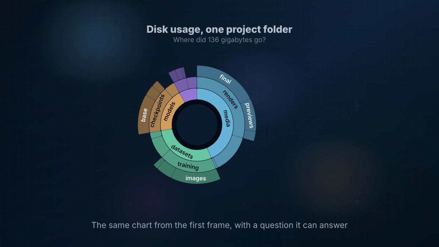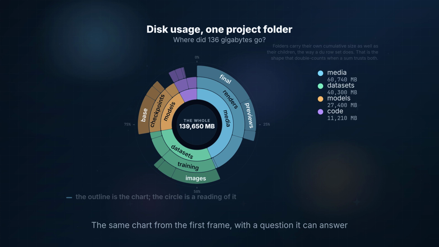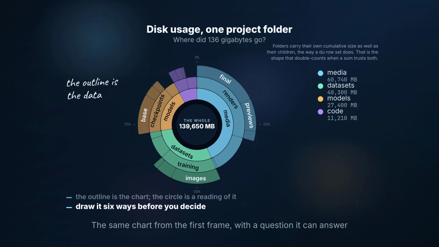This is the chart we started with, and it should look different now. Rings are depth, and angles are share. The center is the whole, and the label in the middle names it. The wedge that stands out is media, and inside it, the finished renders, which is a specific thing to go and delete. The lesson is smaller than the chart. The outline is the data, and the circle is one reading of it. Draw your next hierarchy as bars, as an icicle, and as a tree map first.